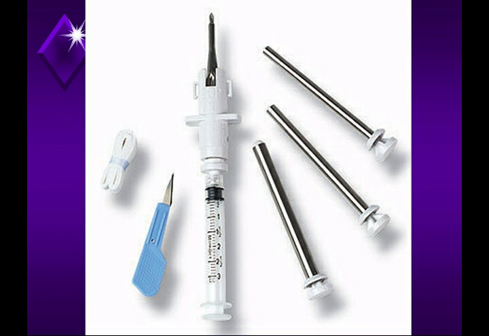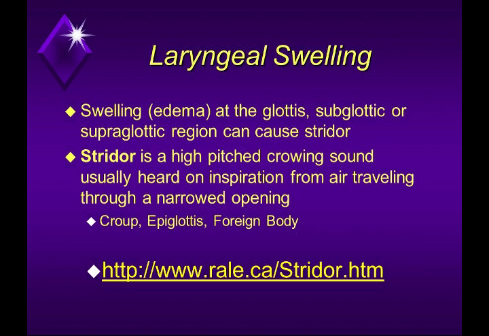And this is a little kit that you can use, where you puncture the cricothyroid membrane and you put one of these introducers in to be able to maintain patency of that airway. The laryngeal structures can end up becoming swollen, either subglottic or supraglottic. And they create a sound called stridor, which is a high-pitched crowing, heard during the inspiratory phase. And we see this with croup and epiglottitis, but also with foreign body aspirates.